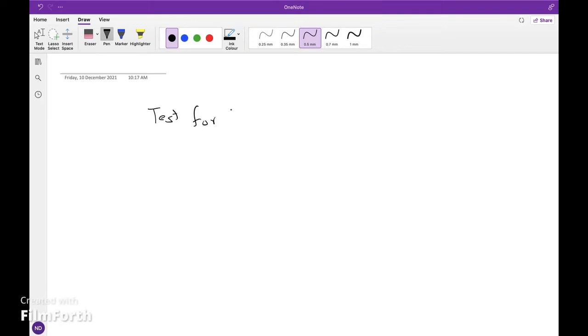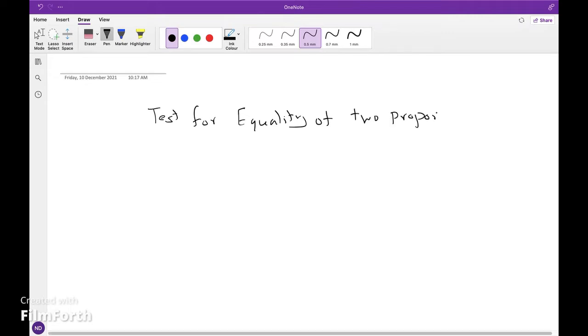Test for equality of two proportions. Given two samples of size n1 and n2 from two populations with the sample proportions p1 and p2, we would like to test whether the proportions p1 and p2 of the two populations are equal.